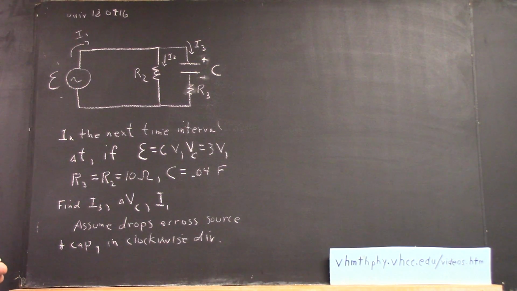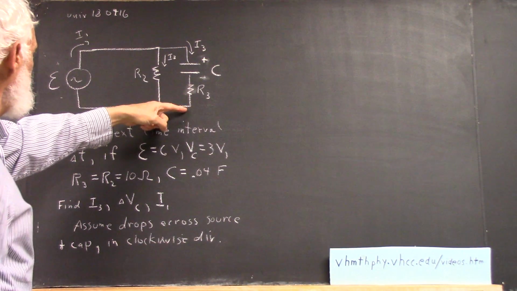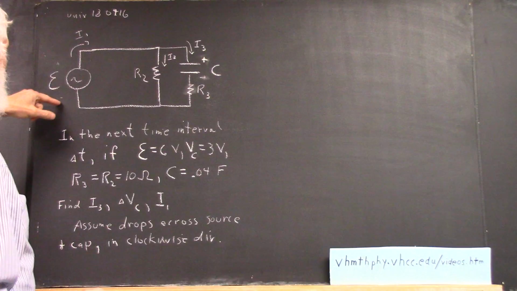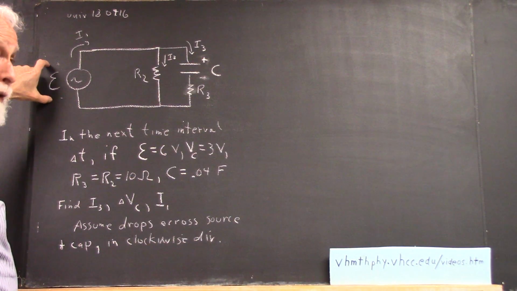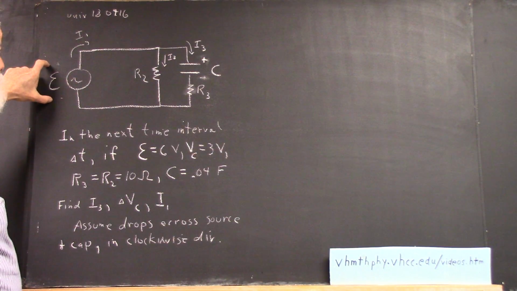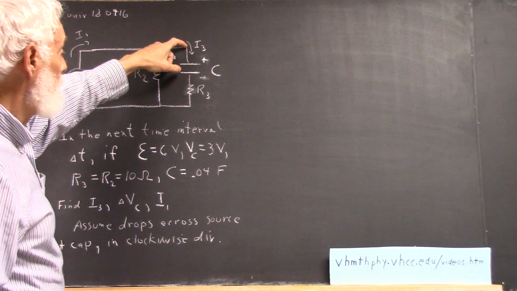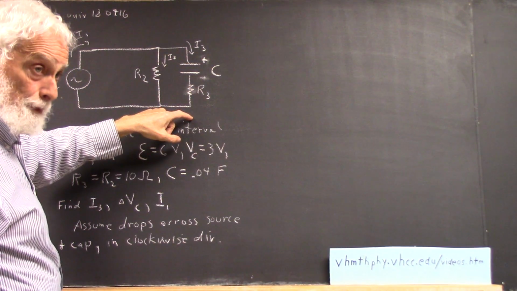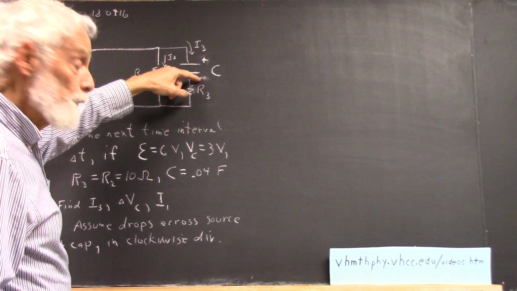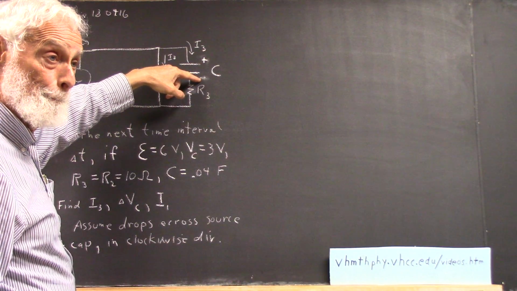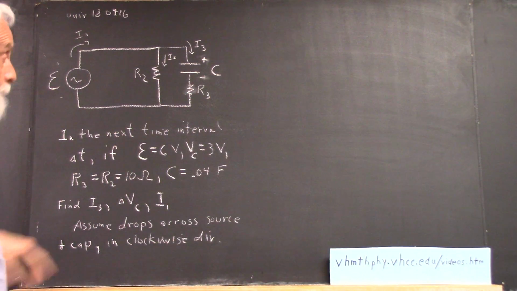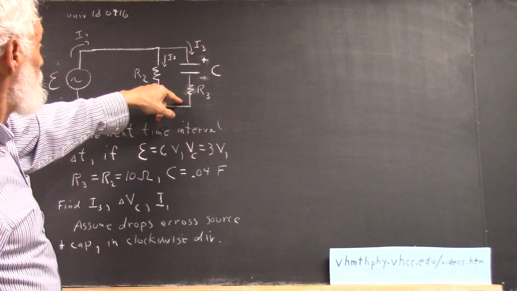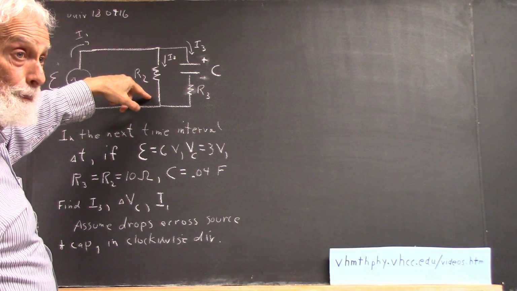Well, in this case, you know that between here and here, you have the same voltage you have across the source, right? So you have a 6-volt drop between here and here. Okay? But 3 volts of that's across the capacitor, right? Okay? So that means R3 has a 3-volt drop, whereas R2 has a 6-volt drop.